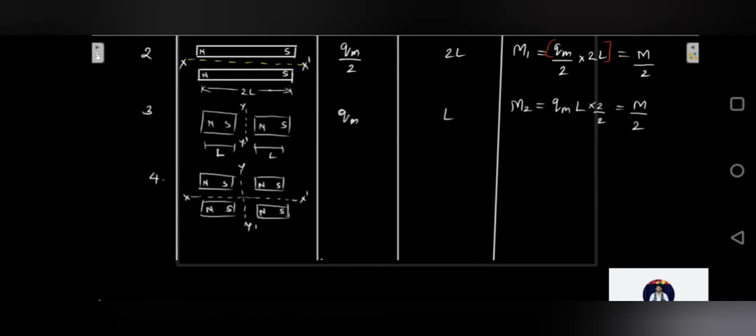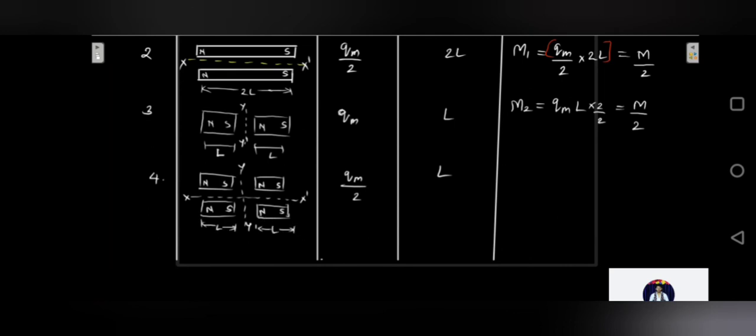If something like this has happened, so in this case what is going to happen? The pole strength would become half, because we had seen that when it is cut off like this, the pole strength becomes half, so qm upon 2, as well as the length is going to become half, so it is going to be L. Total was 2L, so 1/2 of it is going to become L.